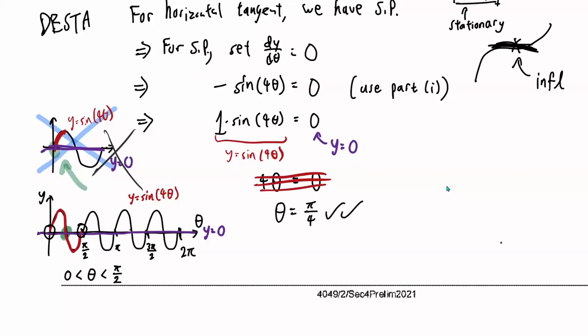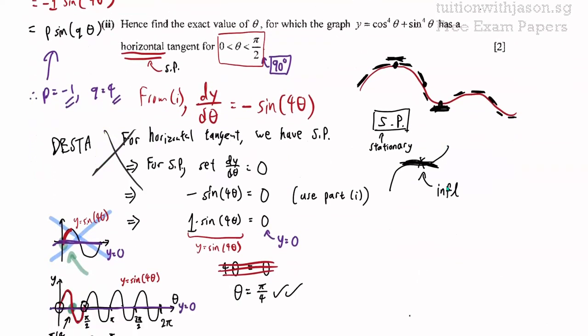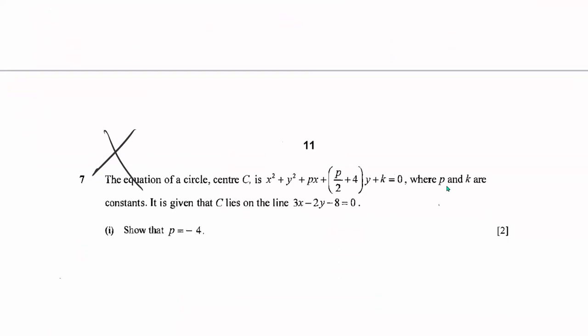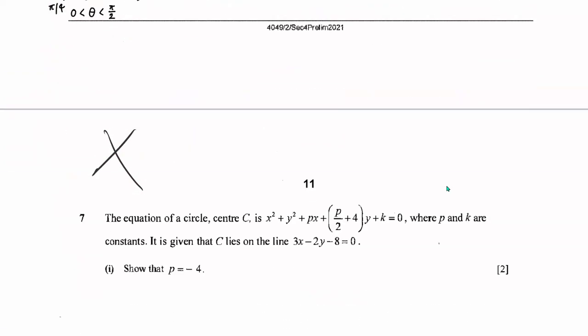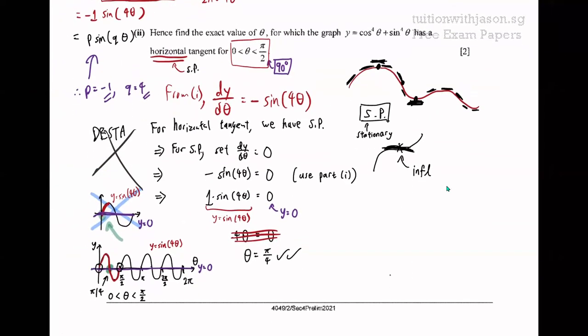Can I accept? Yes. Okay. Very good. Moving on. So what else did they ask for? Find the exact value of theta. Yeah, that's it. Theta equals pi over 4. Good. Can. Moving on. Any questions? Any questions? Nope. Okay.